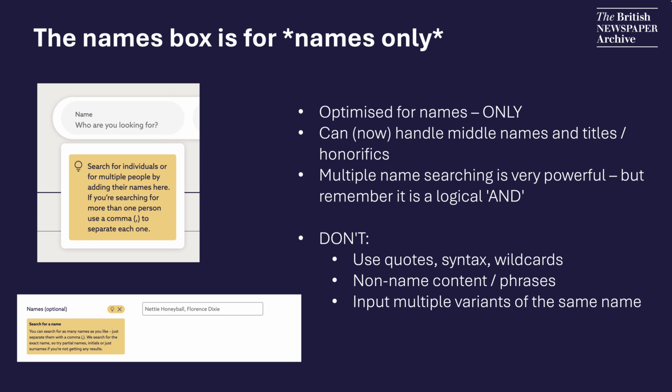Okay, so when searching for a name, if you have a name, you are better off putting it in the name box. It will do smarter things. And if you have multiple names, searching for them together, just separated by a comma as a logical AND, gets really powerful. It can also now handle middle names. It can handle titles and honorifics and do sensible things. We'll see that in a second.